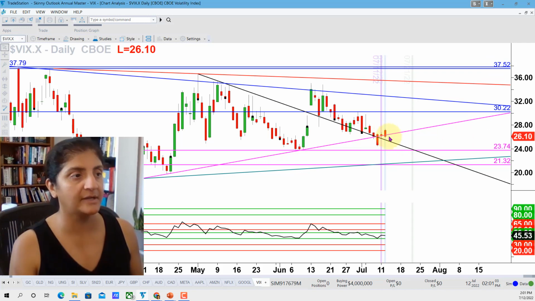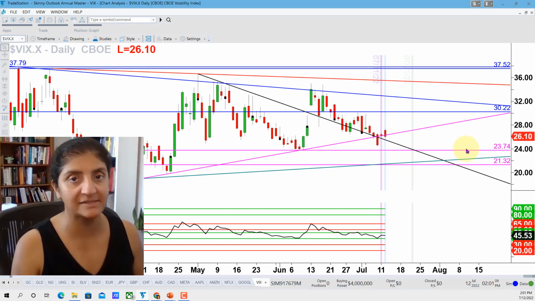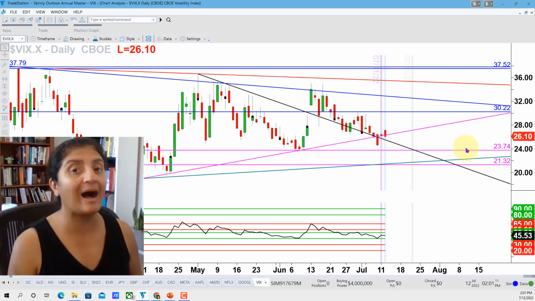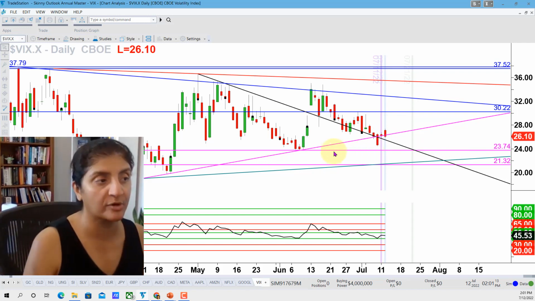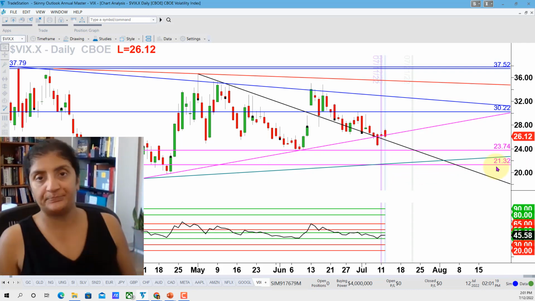On the flip side, if there isn't a sustained turn at these levels and we start to trade lower, the next support on the VIX, because again, the VIX is moving opposite to the broad markets, is 23.74. And if we see a push below that, then the next downside target would be 21.32.